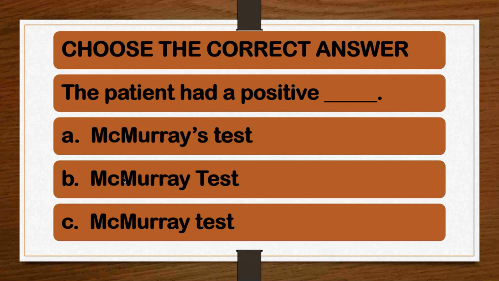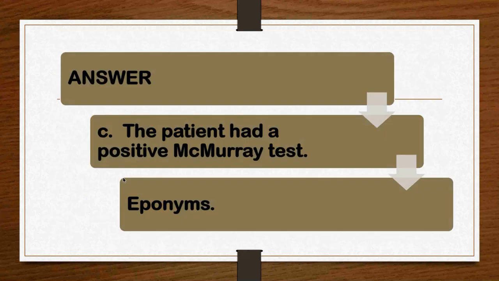All right, one more. Rules. The patient had a positive McMurray's test. Now this time the test is following. A, B, or C. Okay. Everybody, it is C. Again, eponyms, you drop the apostrophe S when there's a noun that follows. Good job, everybody. That was good.